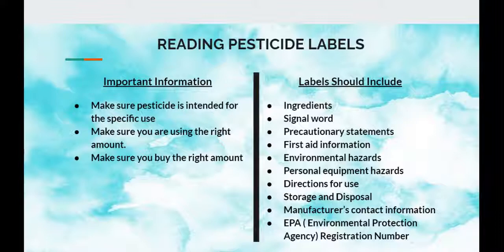Pesticide labels should include the ingredients, signal word, how toxic the product is, precautionary statements, first aid information, environmental hazards, personal equipment hazards. That should include what you should wear while using pesticides, direction for use, storage and disposal, manufacturer's contact information, EPA, Environmental Protection Agency, registration number.